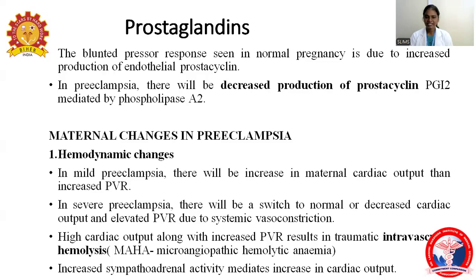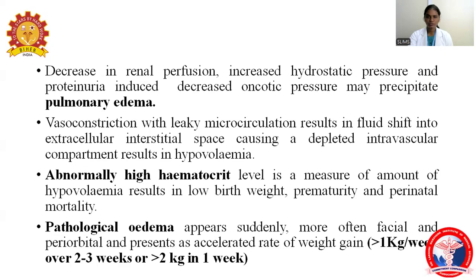Increased sympathoadrenal activity mediates the increase in the cardiac output also. So there will be a decrease in the renal perfusion, increased hydrostatic pressure, and proteinuria inducing decreased oncotic pressure. It all precipitates pulmonary edema. And vasoconstriction with leaky microcirculation results in fluid shift into the extracellular interstitial space, causing a depleted intravascular compartment, resulting in hypovolemia also.